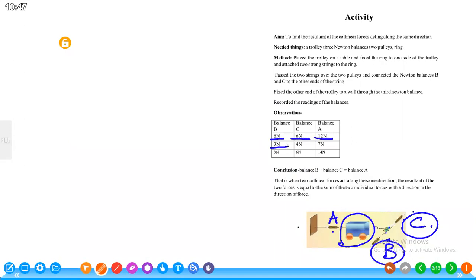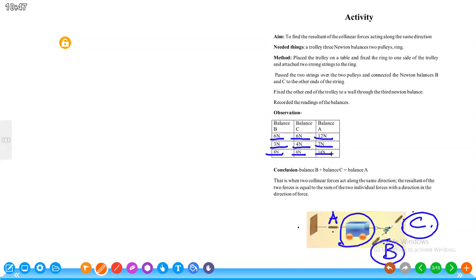Balance B 3 Newton, balance C 4 Newton, and balance A 7 Newton. And balance B 8 Newton, balance C 6 Newton, balance A 4 Newton. Now we are going to find out the relationship between B, C and A. So through this activity, we take conclusions.